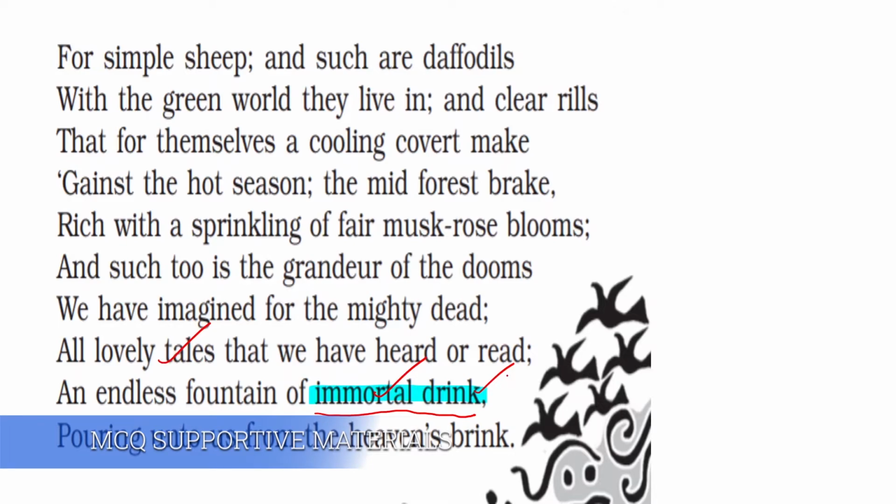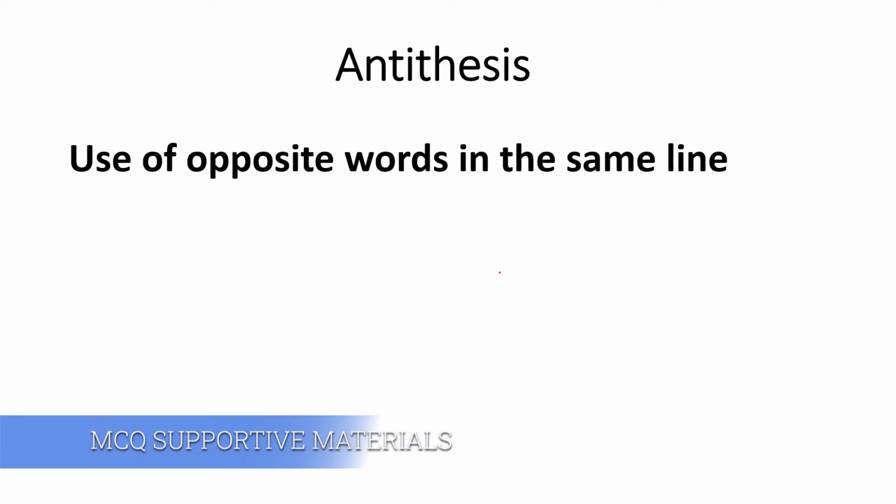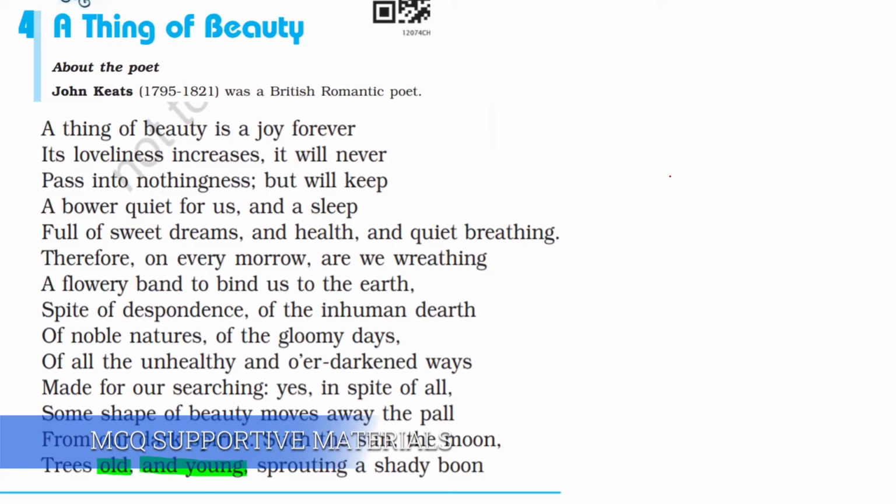Now let us move on to the next literary device. Antithesis. Antithesis means use of opposite words in the same line. That is antithesis. Look at here: old and young. Trees old and young. Here the opposite words old versus young are used. So antithesis is the poetic device used here.